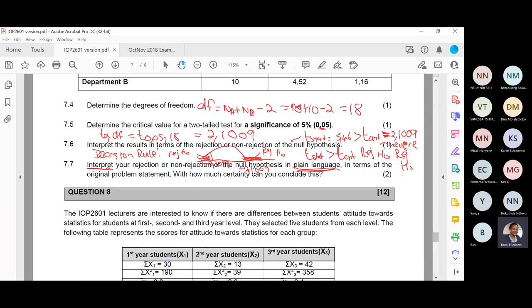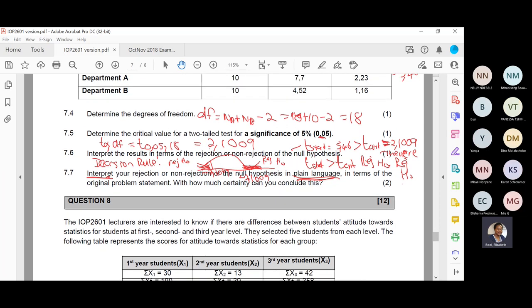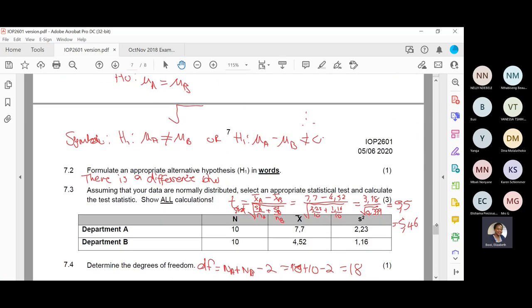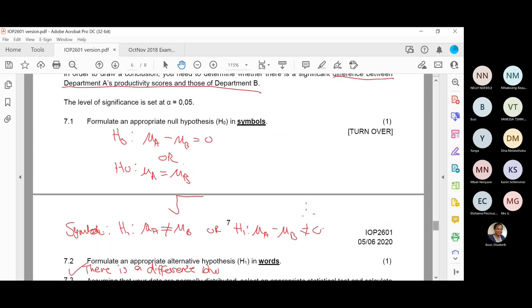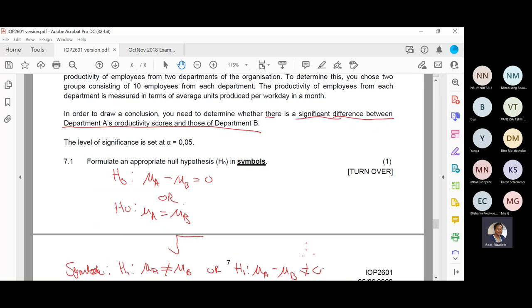As long as you can mention the 95% certainty and you can confirm that there is a significant difference. So what you just do is take the 95% and also take everything you stated here in your alternative, because that's what you said, but include now that portion of there is a, so now you take this whole statement with 95% certainty that there is a significant difference between Department A productivity score and those of Department B. So the only thing that you add here is a 95% certainty that there is a significant difference between.